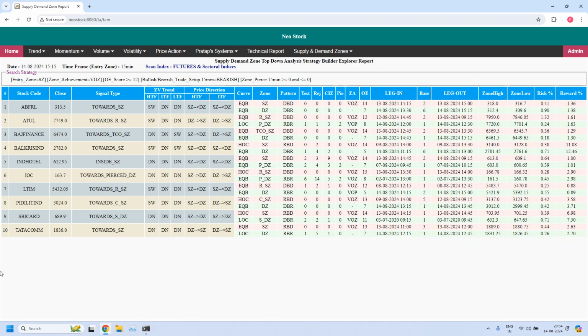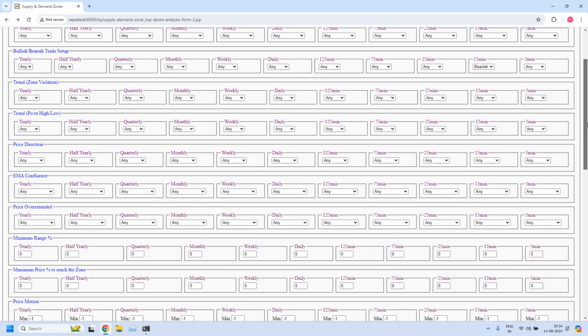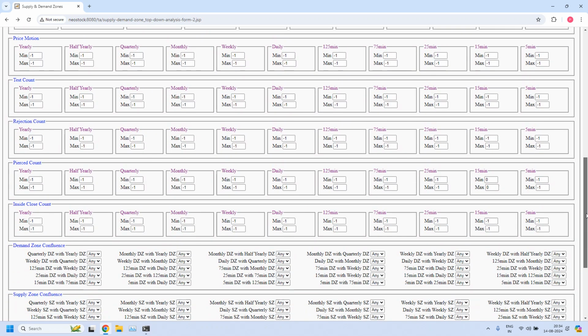And currently 10 stocks are filtered. These 10 stocks are supporting bearish trade setup for daily income trade, that is entry time frame is 15 minutes. The supply zones, 15 minute supply zones. Okay, but out of these, how many are having zone confluence with ITF time frame? ITF is 75 minutes. So 15 minutes and 75 minutes supply zone confluence. Let's verify.